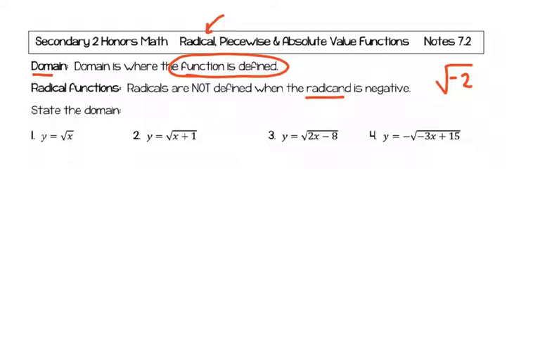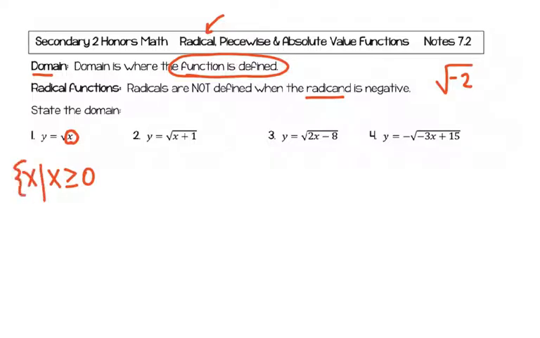So the first thing we're going to do is state the domain. So what's the domain of each function? And so the way that we're going to do that is you have to look at the radicand. You have to look at what's underneath there. And you have to think, well, that number has to be greater than or it could be equal to 0. You can take the square root of 0 at 0. You cannot take the square root of anything negative. And so basically that's my domain.